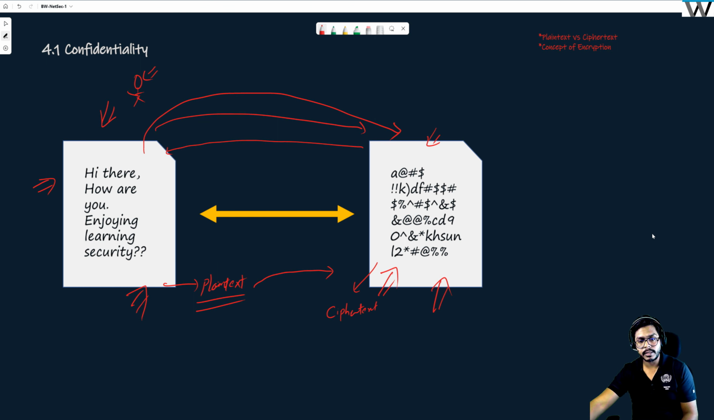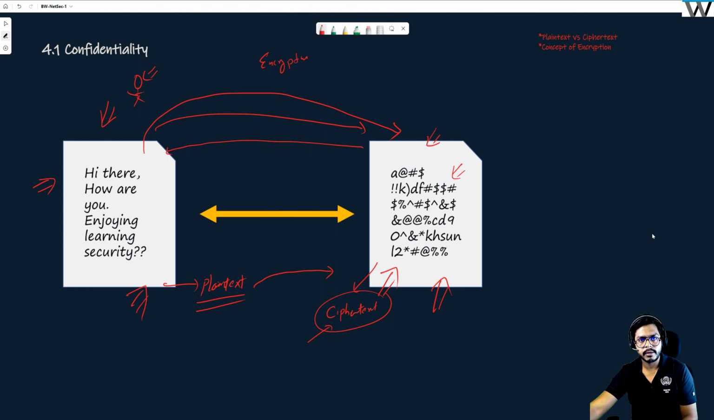What is the meaning of ciphertext? Cipher means encrypted, right? It is not making any sense. It is written in a secure manner. Only whoever encrypted it can know what is actually written here. Right? The complete thing, whatever I'm doing, the process of converting plain text into ciphertext is known as encryption.